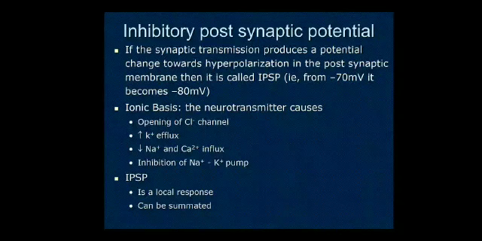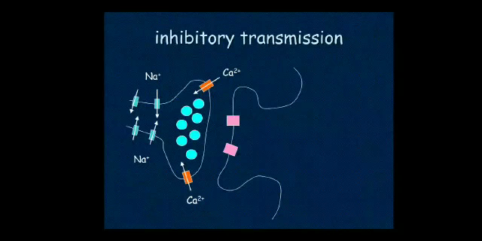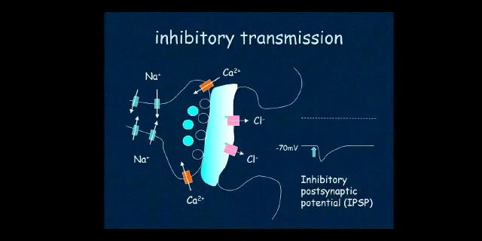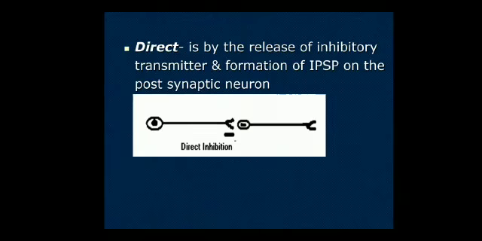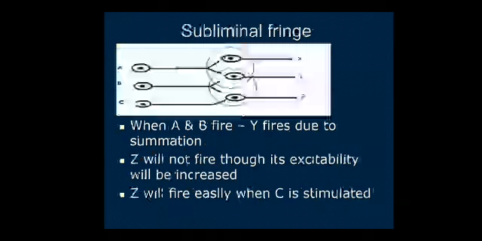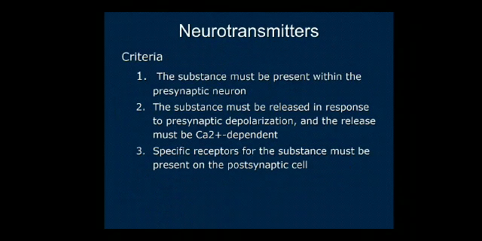Sorry, it's also a local response. It also cannot generate an action potential. So this is about the inhibitory transmission. You can see here the movement towards the more negative side. So these are a few basic things about the synapse, and you should know the neurotransmitters.